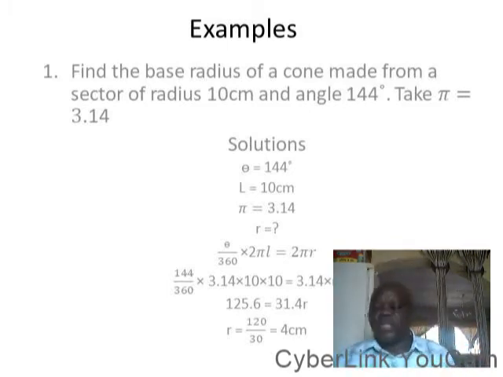All right. Now let's go. From video 1, I told you that the arc length of the sector is equal to the circumference of the base. Look at it. Theta over 360 times 2 pi R equals 2 pi r. Of course, when you divide both sides by 2 pi, then you have r equals theta over 360 times R, which will give you, when you evaluate that, r equals 4 centimeter.